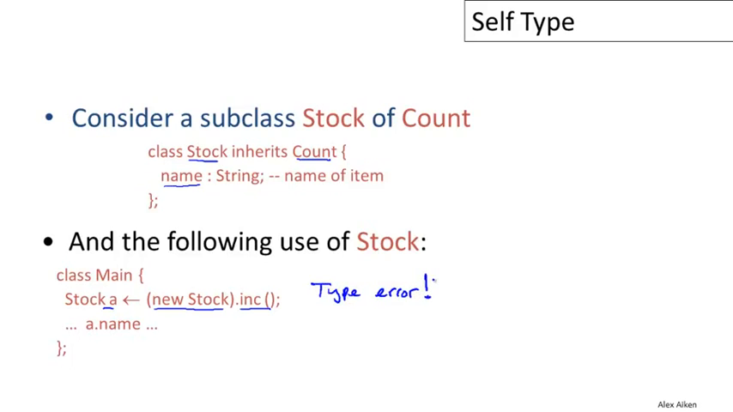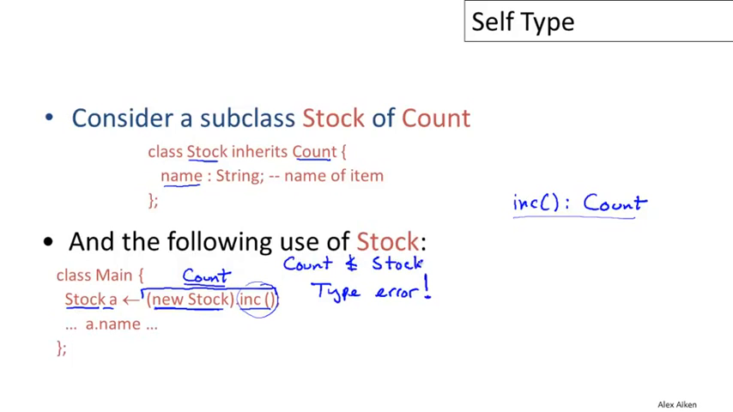Why is that? Well, let's think about it for a minute. What is the signature of inc? Remember, inc was declared to return things of type Count. And when the inc method is inherited by the Stock class, this signature doesn't change. It still returns things of type Count. So here we have a new Stock object. We call the increment method, but the type of this whole thing is a Count. And then we try to assign that to a Stock, but that doesn't work because Count is not a subtype of Stock. A variable of type Stock can't hold a value of type Count. And so the type system will report an error right here at the assignment statement.